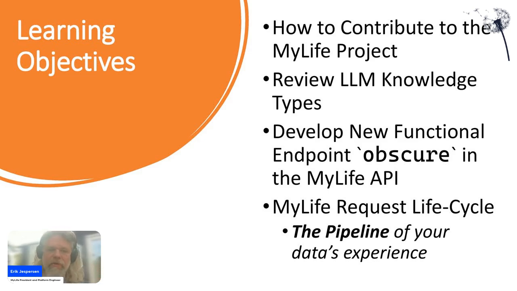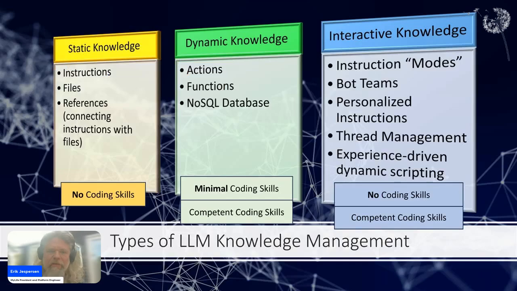I just want to quickly review the types of LLM knowledge that we've been speaking about thus far: static, dynamic, and interactive knowledge. Static knowledge deals with instructions, files, references, basic things that are natural language applications inside of a bot. Dynamic knowledge allows you to attach functionality to those instructions and contextualized bots. And also, we have a NoSQL database where we get to interact and dynamically reflect the value of those functions.